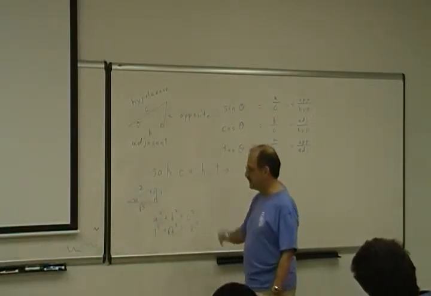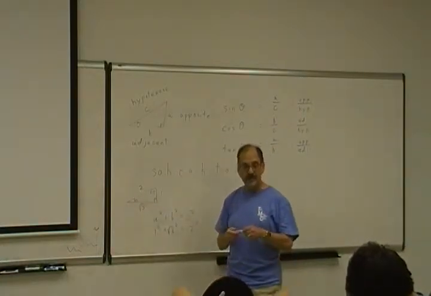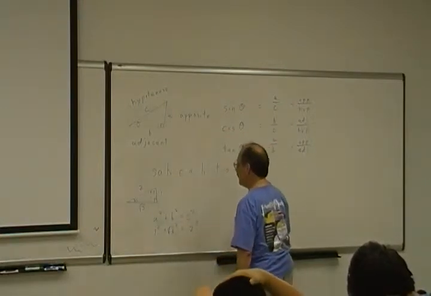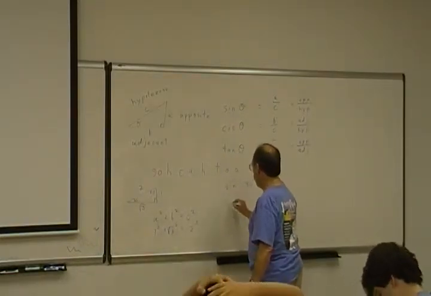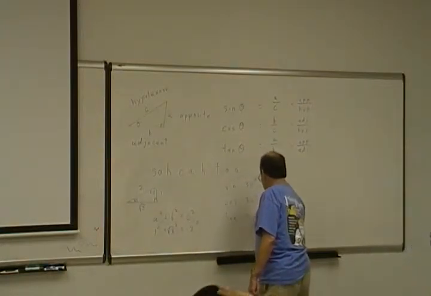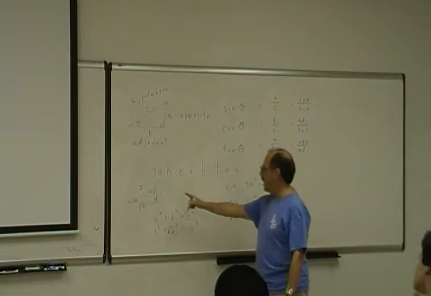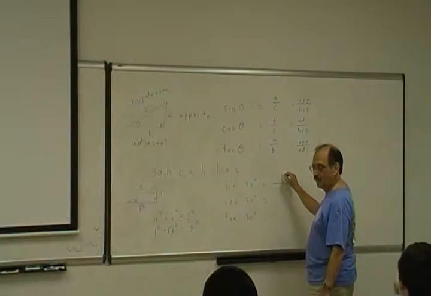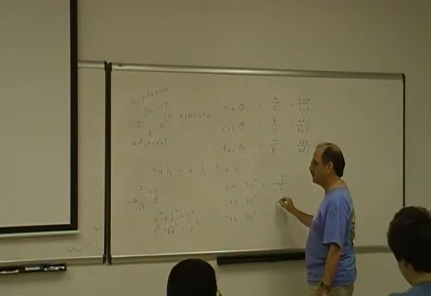This is called the 30, 60, 90 triangle. You remember it is 1, square root of 3, 2 for its sides. It's just something to be memorized. And we can now write down the sine of 30 degrees, the cosine of 30 degrees, the tangent of 30 degrees. What are they? Opposite over hypotenuse, A over C, which is 1 over 2. Okay, what's the cosine?